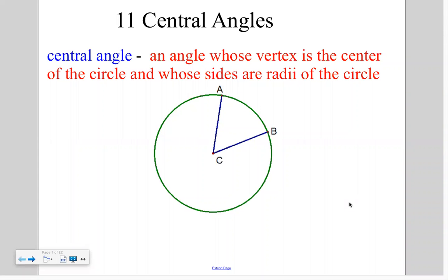All right, so first thing we have here is a central angle. An angle whose vertex is the center of the circle and whose sides are radii of the circle. So CA and CB, those two segments are both a radius of the circle because they're from the center touching a point on the circle. And that angle, angle ACB, would be our central angle.